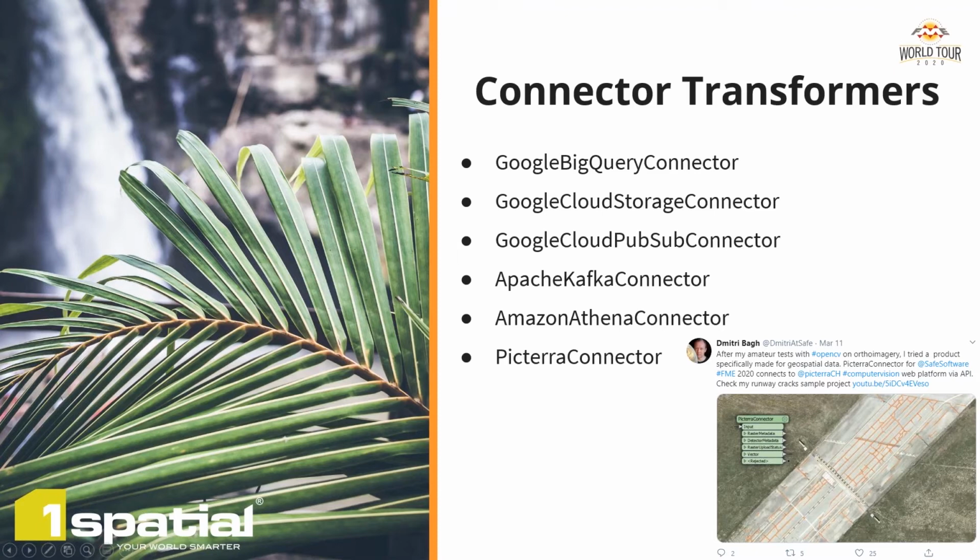I'm going to explain what that is in a little while, but I just want to touch on a couple of the new ones mentioned on this slide. The Pictera connector, it's interesting because it's basically a wrapper around the Pictera API. It allows detection of all kinds of objects on imagery, and those include buildings, cars, solar panels, trees, pavement cracks, and more really. Dimitri Barg at SAFE, he's put out a really interesting video where he used it to identify cracks on runways. That's definitely worth a watch.